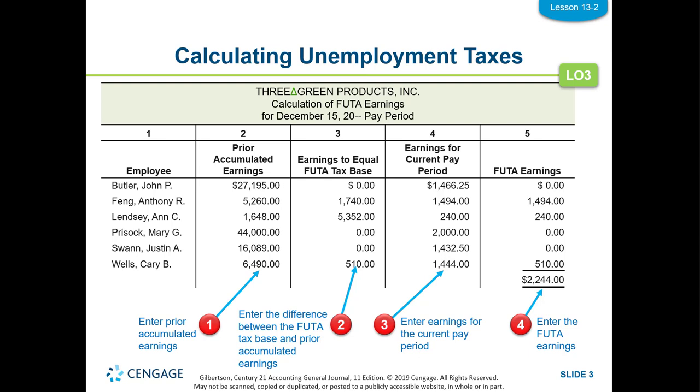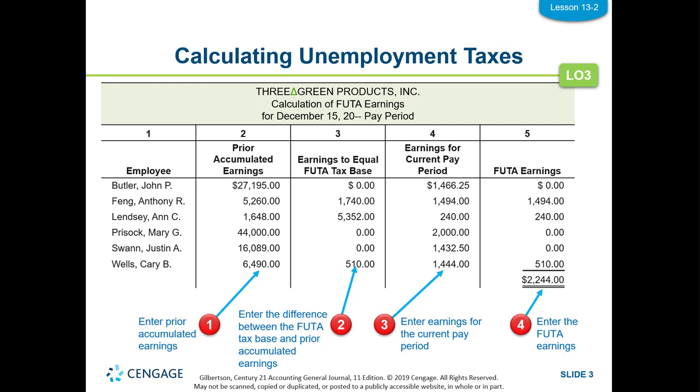Anthony R. Fang and Ann Lindsay have earnings that match this test. If the earnings for the current pay period are greater than the amount in column 3, then FUTA earnings are the amount of column 3. For Carly, the earnings for the current pay period is $1,444, and it's greater than the $510 of earnings needed to reach the $7,000 FUTA tax base. Therefore, only $510 is entered in for Miss Wells' FUTA earnings.